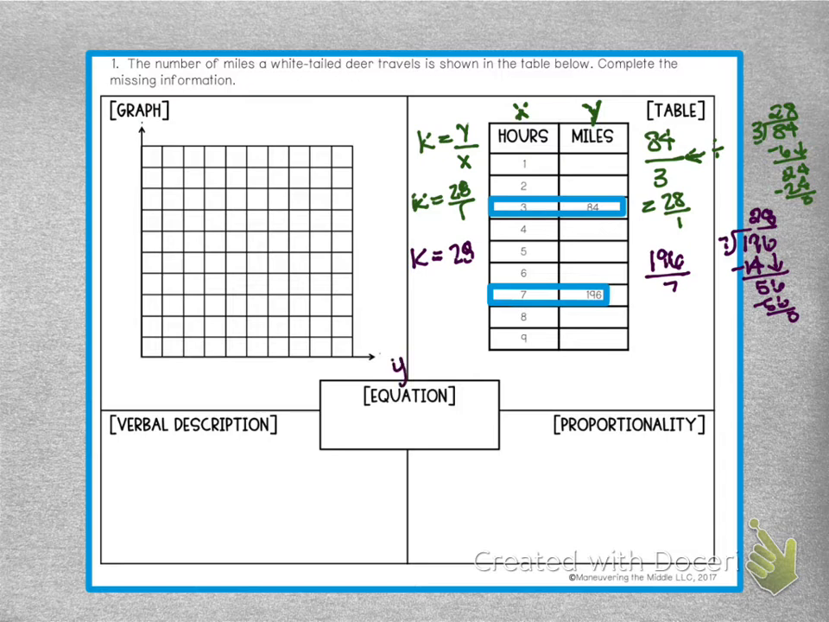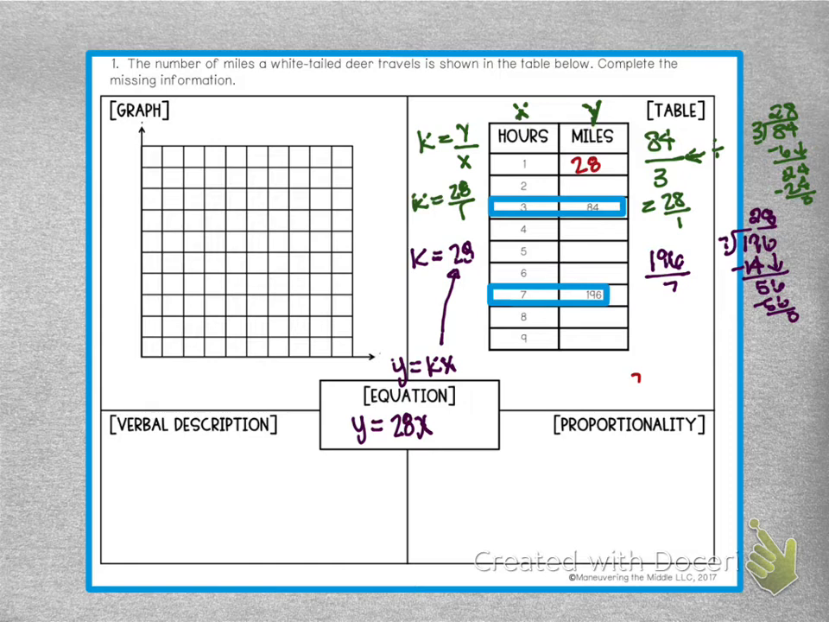Remember, we have this equation y equals kx. Now I just take this number and plug it in here. So my actual equation is y equals 28x. Now that I know that, I can finish the rest of the values of the table. When hours is 1, it's 28 miles per hour according to k.